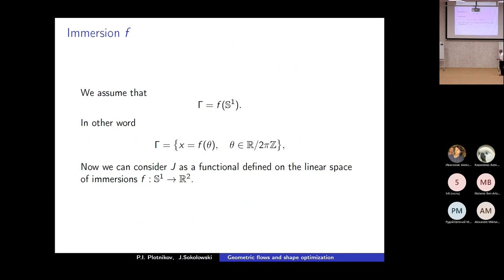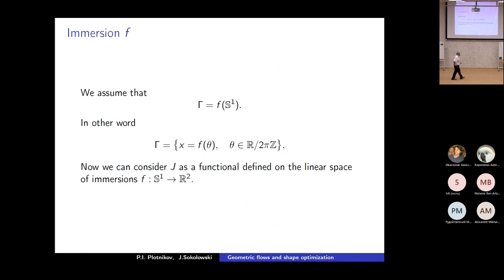Unfortunately, we cannot work directly with it. I have to note that J is a geometric functional. This means that it depends only on gamma, like a curve, a set in the space. It is a purely geometric quantity. Unfortunately, we have to work with immersions and parameterized curves. This means gamma is some image of the unit circle under f. In other words, it is a periodic function of the angular variable theta.